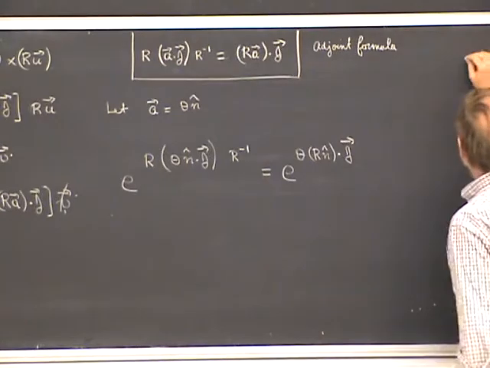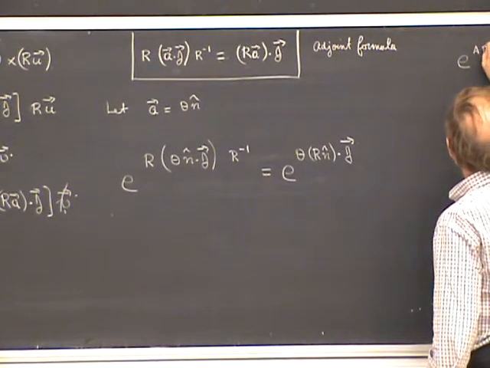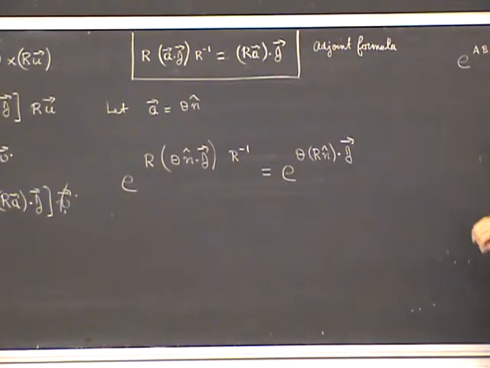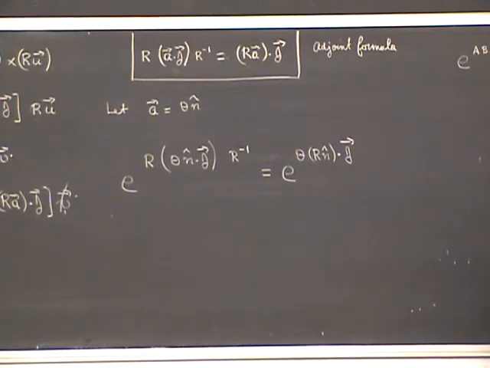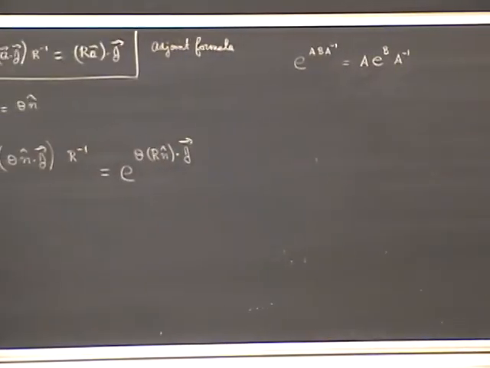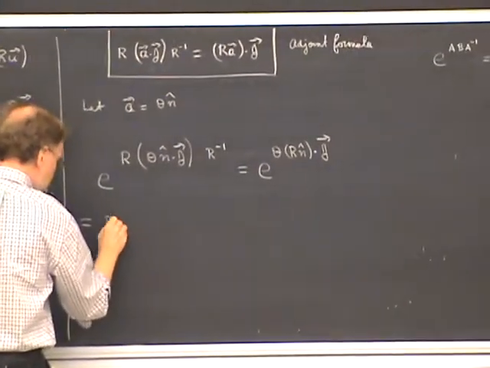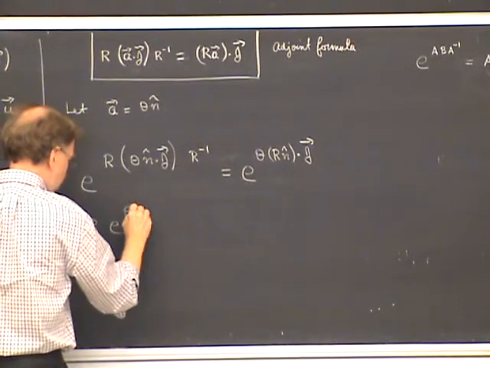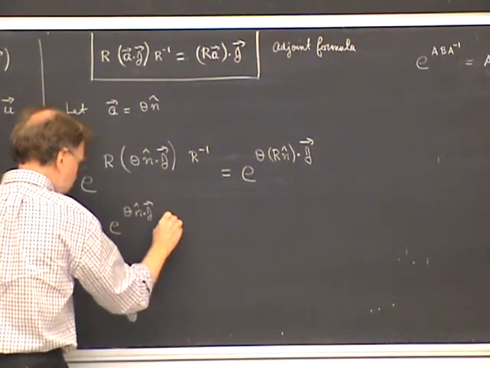On the left-hand side, we've got an expression that looks like e to the A B A minus 1. You had something like this in the homework problem a couple of weeks ago. This is the same thing as A times e to the B times A inverse. This is the same as conjugating: if you conjugate an exponential, it's the same thing as exponentiating the conjugated matrix. You get this just by writing out the power series, and then each term is just a power. Conjugating a power is like conjugating each factor. So this left-hand side is the same thing as R times e to the theta n hat dotted into J, times R inverse.